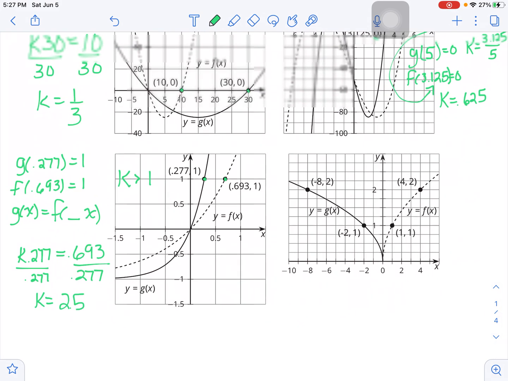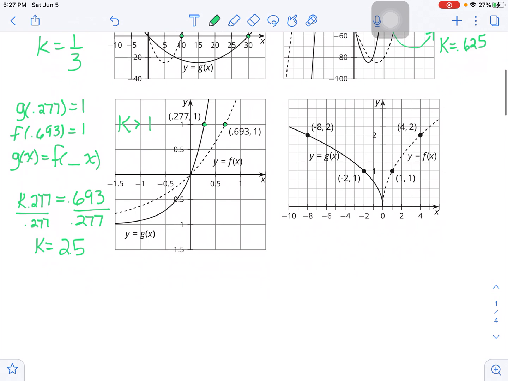Let's see. So another way of looking at this, possibly, that might help explain. So if I have an x value here of 0.693, my g of x is going to be 1, because if I put 0.693 in for x, I get 1 out for y.